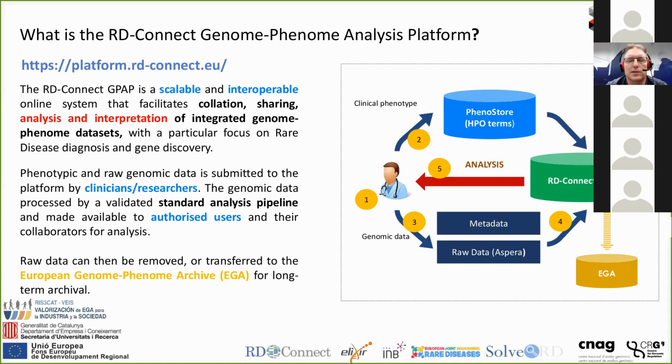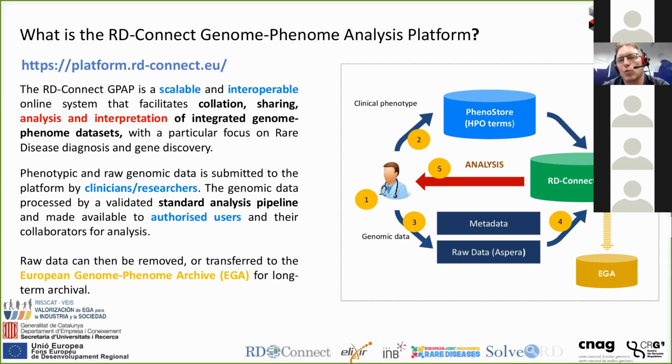If you start off as the clinician and the researcher on the left here, the first thing you do when you join up with RD-Connect is provide a phenotypic description of your patients, described in terms of HPO terms, which go into our PhenoStore database, and I'll come back and explain a bit more about this. At the same time, you upload your raw data. We have an Aspera client for this, so this is your sequencing data, and a little bit of metadata so that we know what type of data it is and who it belongs to. Then we take this all together and put it into the RD-Connect GPAP.